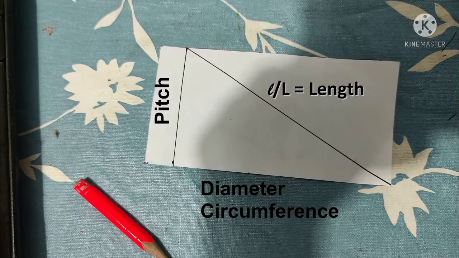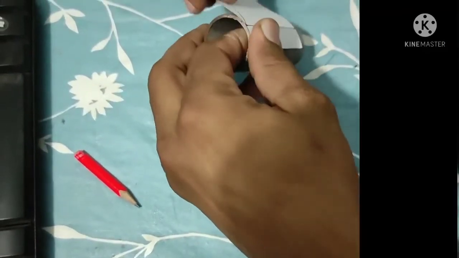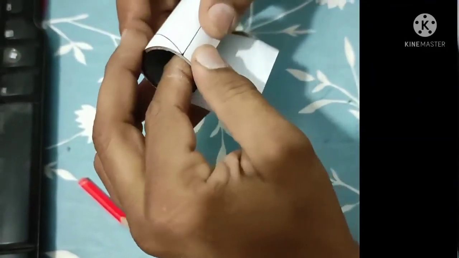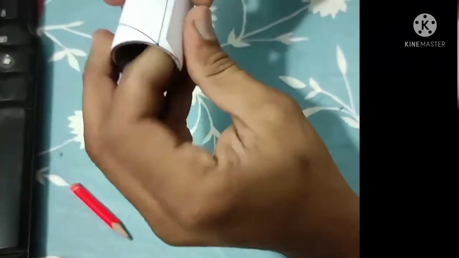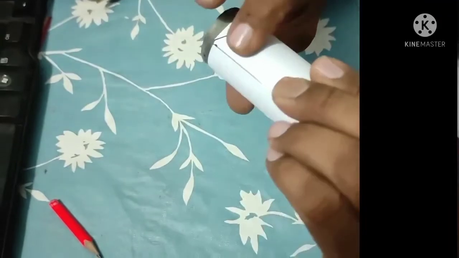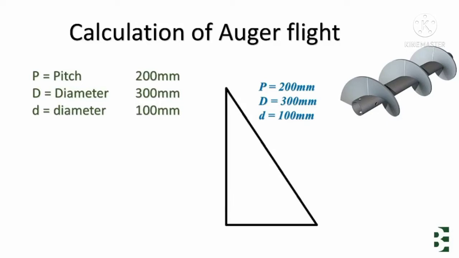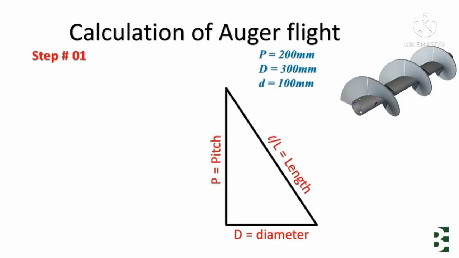You can see, for the demo I made this from the paper. If I fold on a pipe, now you can see what this actually is. The small diameter, and this is the pitch, and this is the shape that we overlap on the pipe. Downside, the small diameter, and the pitch, the straight line, and this is the length we need to calculate. Small length for small diameter, the small L, and the capital L is for the bigger diameter.